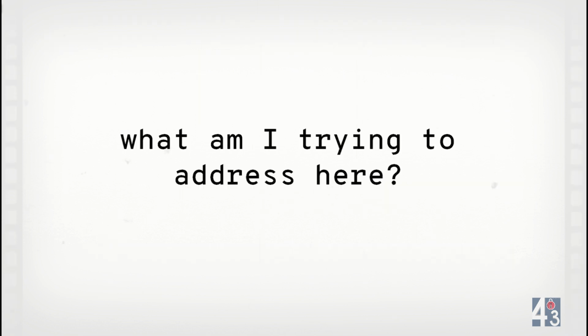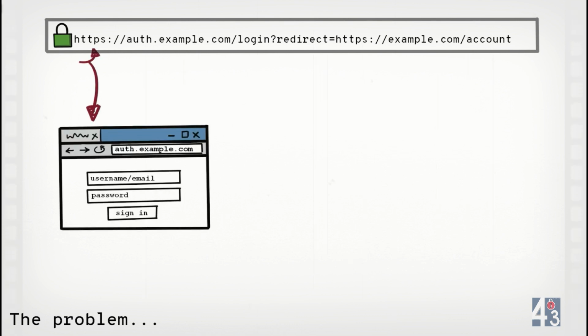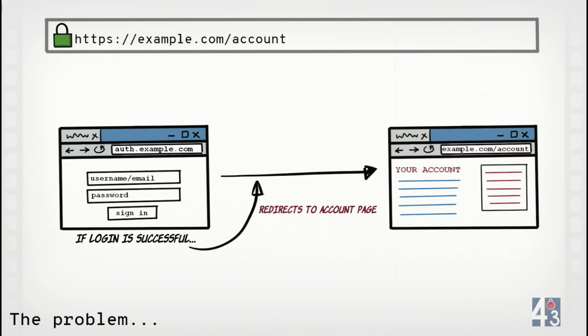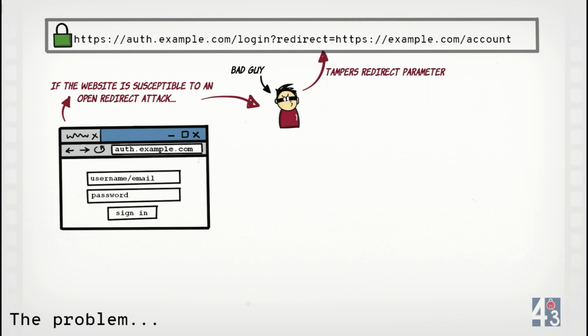So what am I trying to address here? Well, now take this URL for example. Here the website example.com hosts the login page in a subdomain called auth.example.com. And once login is successful, the website would redirect you to your account page in example.com. Now, if the website is susceptible to something called an open redirect attack, an attacker could tamper with the redirect parameter to make it look like this.